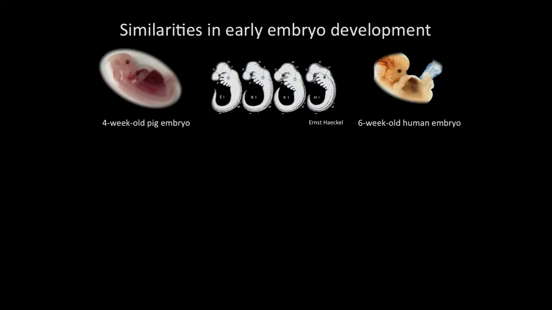Here are just the real pictures. This is one I borrowed from the internet. This is a 6-week-old human embryo. On the left is the pig embryo at 4 weeks old. If I don't label them, probably you cannot tell the difference. They have a liver, they have an eye, they have a spine, they have lymph.